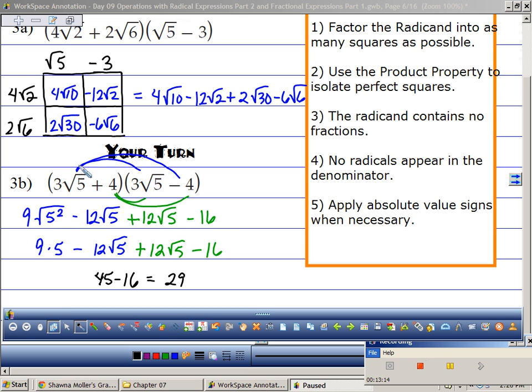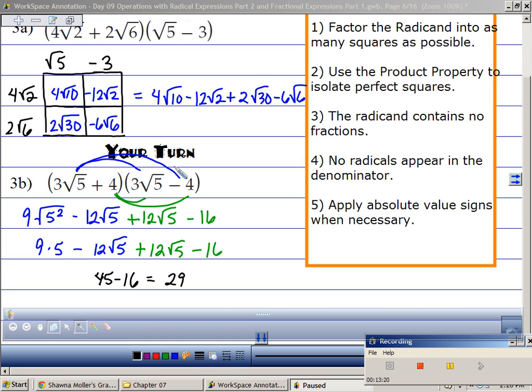All right, so I went ahead and FOILed it. So 3 root 5 times 3 root 5 is 9 root 5 squared. And 3 root 5 times negative 4 is negative 12 root 5. And 4 times 3 root 5 is positive 12 root 5. And 4 times negative 4 is negative 16. Same thing as this one, only this one I set it up horizontally and diagonally like a multiplication chart. It's the same exact thing. This one I think is easier to see it. This one is just linear. This one's set up as an area model.